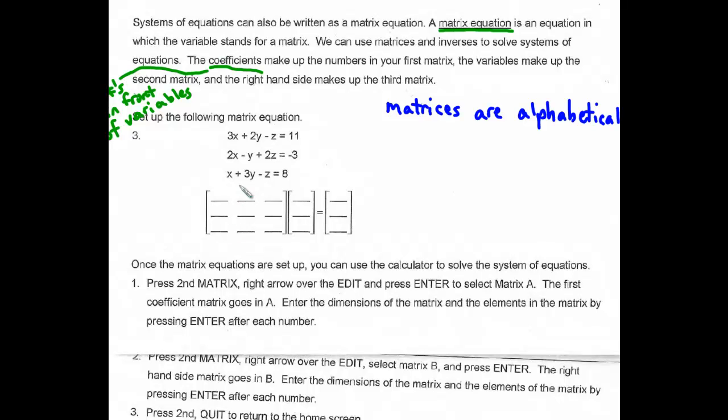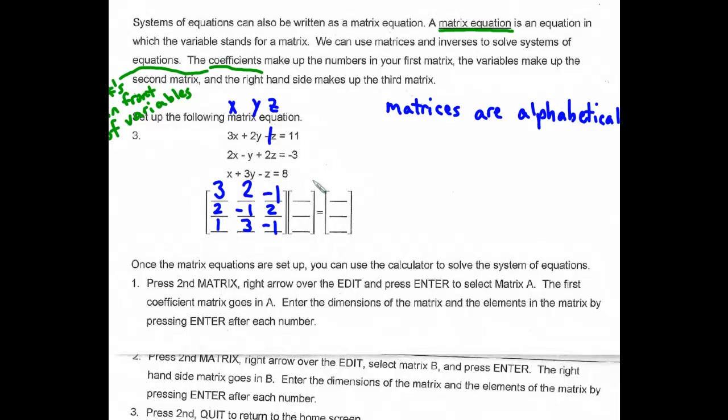So everything in the first column has to be an x, everything in the second column needs to be a y, everything in the third column needs to be a z, and everything in the last column are the answers to each individual equation. So 3 goes in this spot, 2, -1, remember this is understood to be a 1. The second row is for the second equation. Again, we write down just the coefficients. The third row, the third equation.